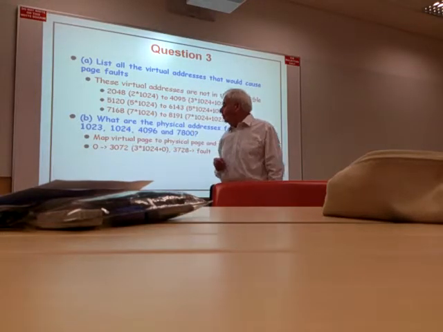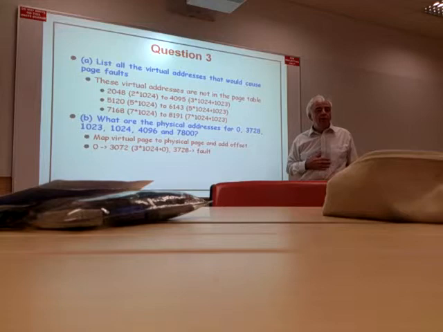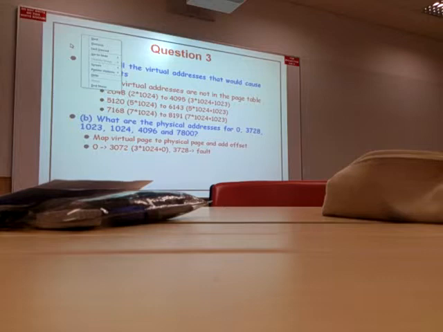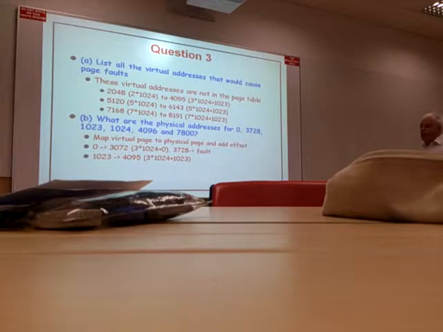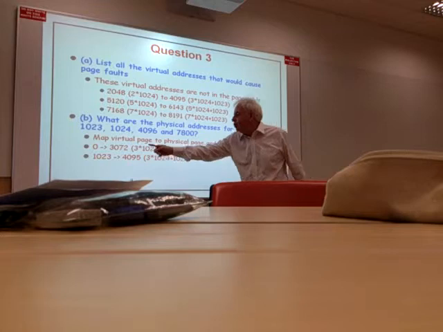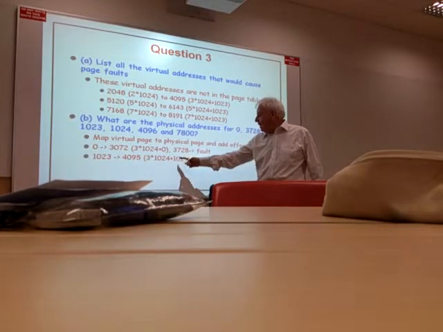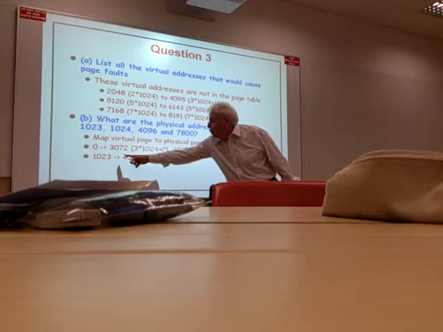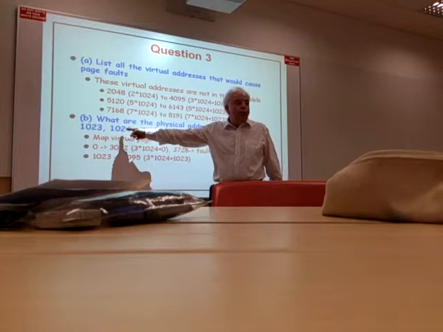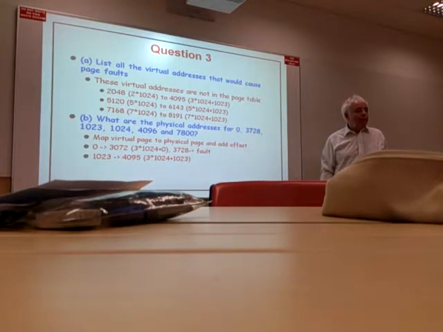What about 1023? What will that be mapped to? What's the physical address for 1023? You must calculate the offset as well. 1023 is in page 0. So page 0 is mapped to physical page 3. Here we have an offset of 1023. So 1023 will be mapped to 3 times 1024 plus 1023, which is 4095. Then what about 1024? What would that be mapped to?